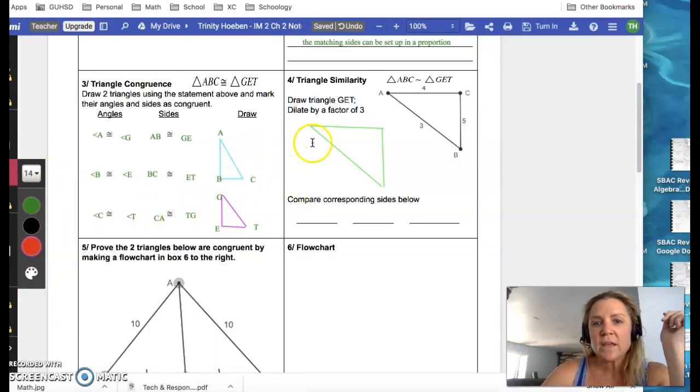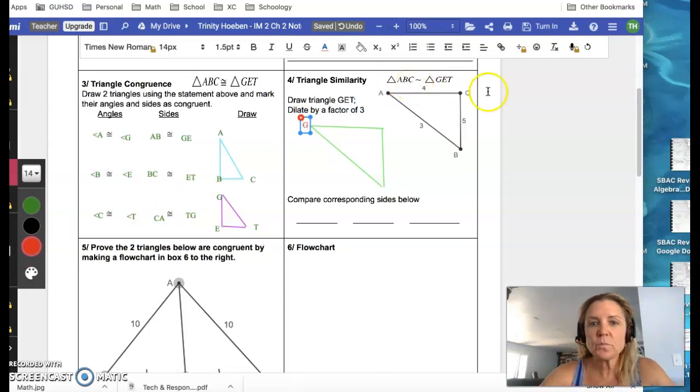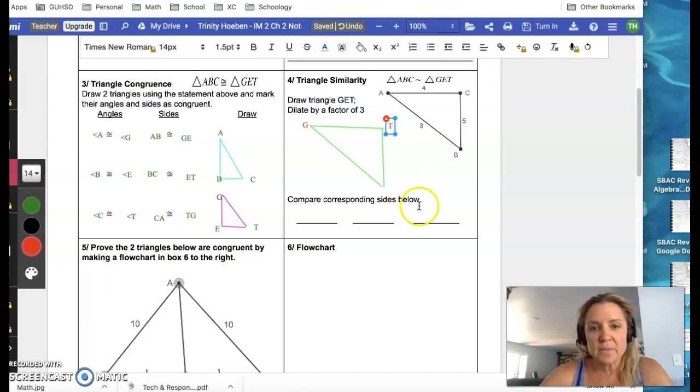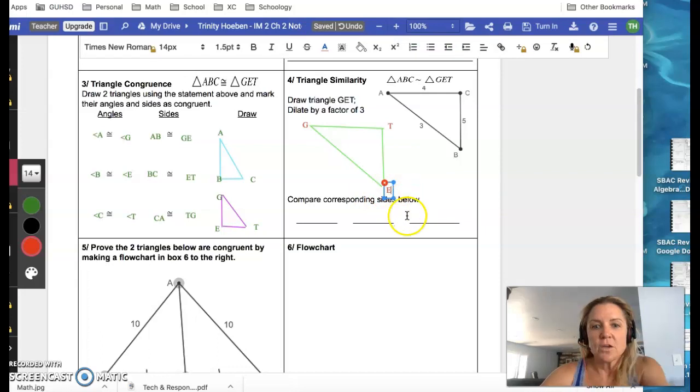And then I'm going to label the vertices like they asked me to. Let's use red. So we'll call this vertex over here, because it's going to match with A, we need to call it G. And then this vertex right here is going to match with C, so we'll label it T. That means the third one down here has to be E, right? Okay. So now we've got our three sides.